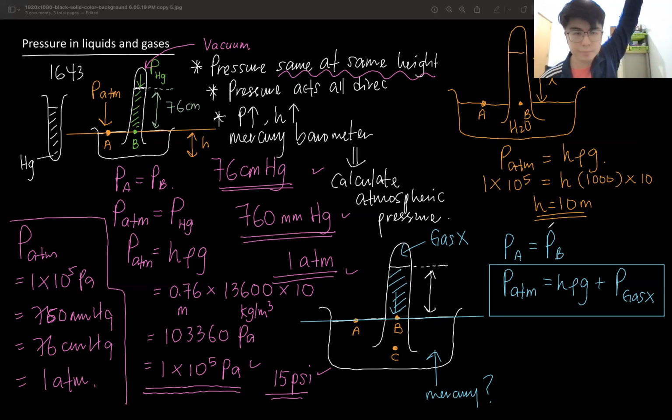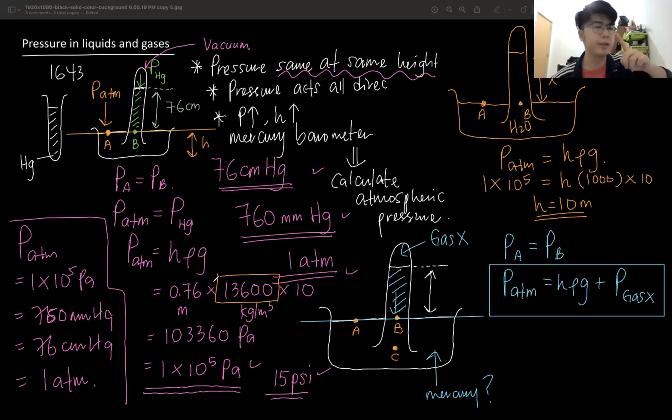It's like a few stories. So is that practical? Is that portable? Do you have that long a barometer? It's not practical. That is why we don't use water for our barometer, simply because water is much less dense than mercury. The density of water is 1000. The density of mercury is 13.6 times heavier than water. So if you change the liquid to water, then it will be 10 meters high.